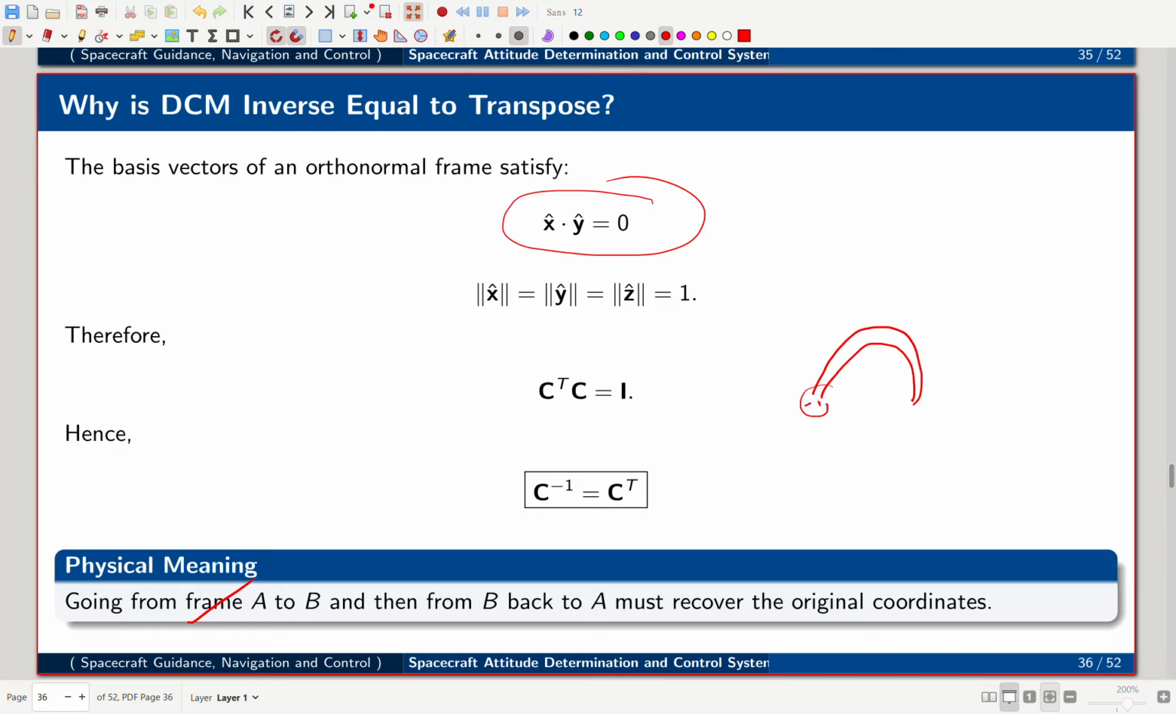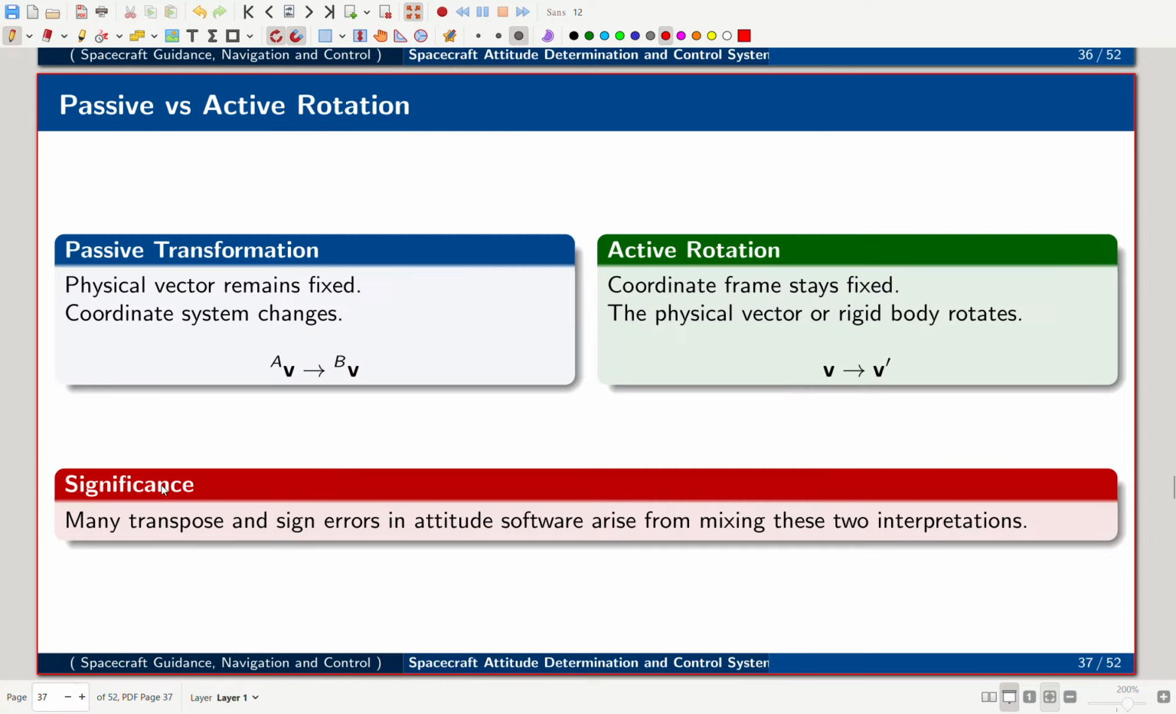That's what it actually means. If you go from this frame to this frame, and the same you go from this to this, you should achieve the same frame. It should not go to a different frame. That's important here. All right.